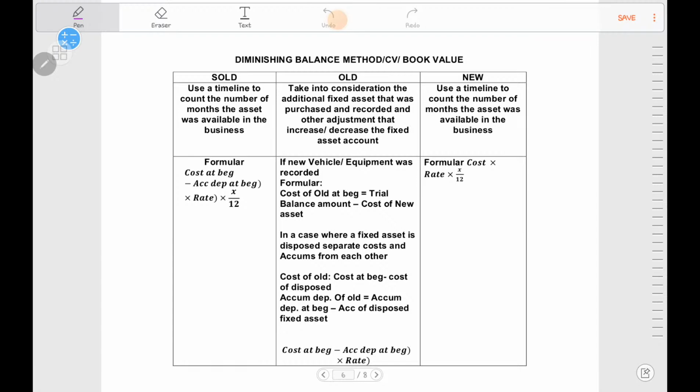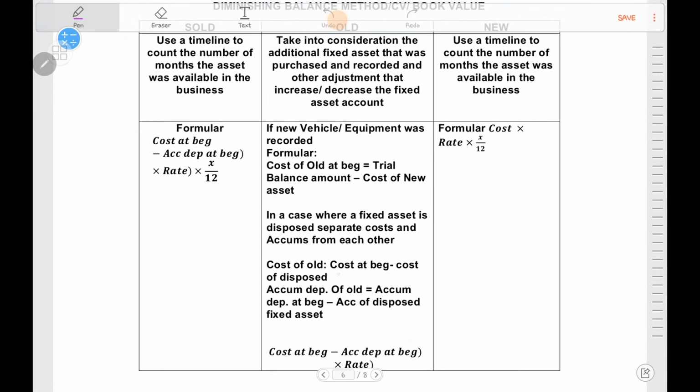So here it's very important. Now if it is new, we're going to calculate it at cost regardless of the method that is being used. So when it's new, you apply it as if it's at cost, because that particular fixed asset is new and does not yet have accumulated depreciation, so you have to calculate it at cost. Okay, then in terms of old, if we are being told that there is a disposal, to find the cost of old, you have to take the cost at the beginning, then you subtract the cost of the disposed, then again you would find what?